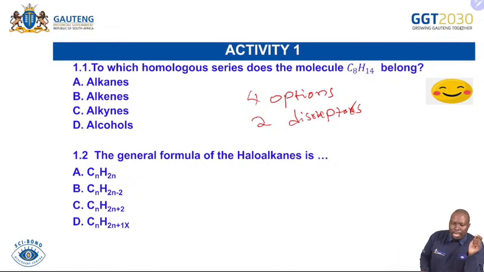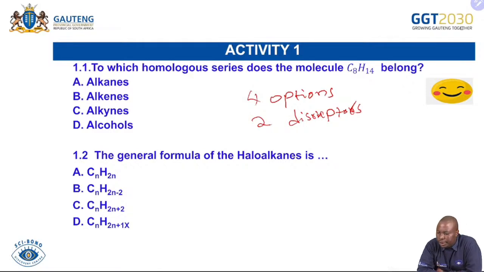So what you must do is remove the disruptors first. Don't be in a hurry. Remember, you have 2 marks for each multiple choice question. So for the 2 marks, you have about 2 minutes, 2.4 minutes. So you have a lot of time to answer this question. 2 minutes to answer the question. So ensure that you remove the disruptors and you are able to choose the correct answer.